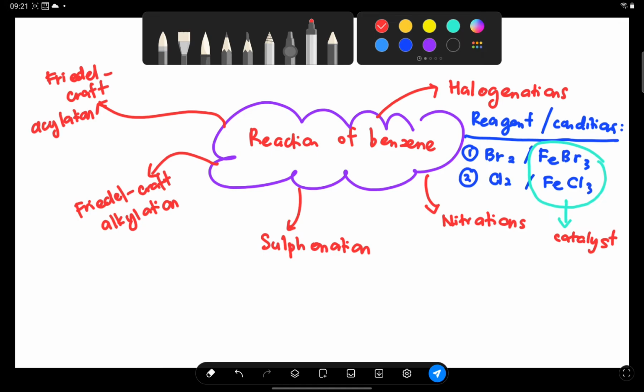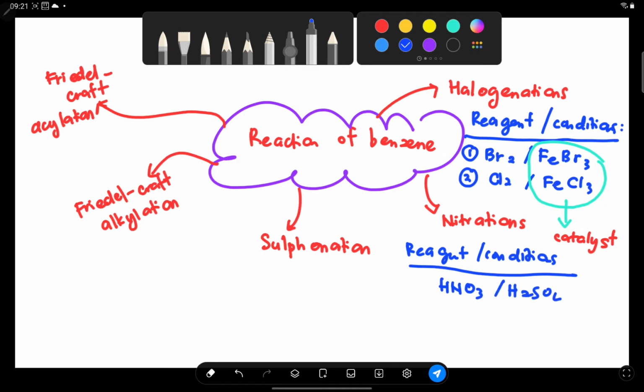And for the nitration, the reagent and condition used is nitric acid in the presence of sulfuric acid.